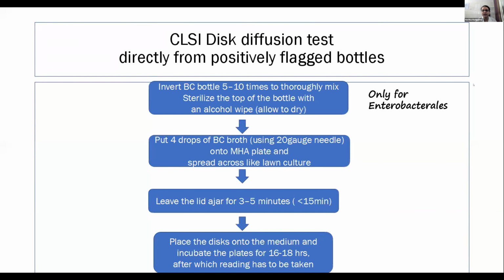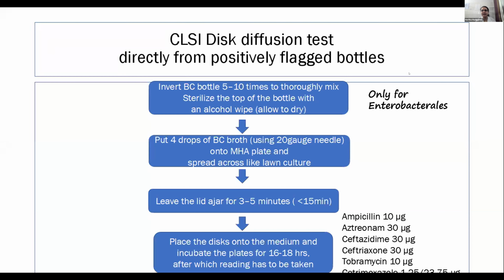And the CLSI has also given a few antibiotics for which this has to be done. That is, the direct disc diffusion can be done for ampicillin, aztreonam, ceftazidime, ceftriaxone, tobramycin, and cotrimoxazole. So these are the drugs for which the CLSI says that direct disc diffusion from the blood culture bottles can be done only for the Enterobacterales.